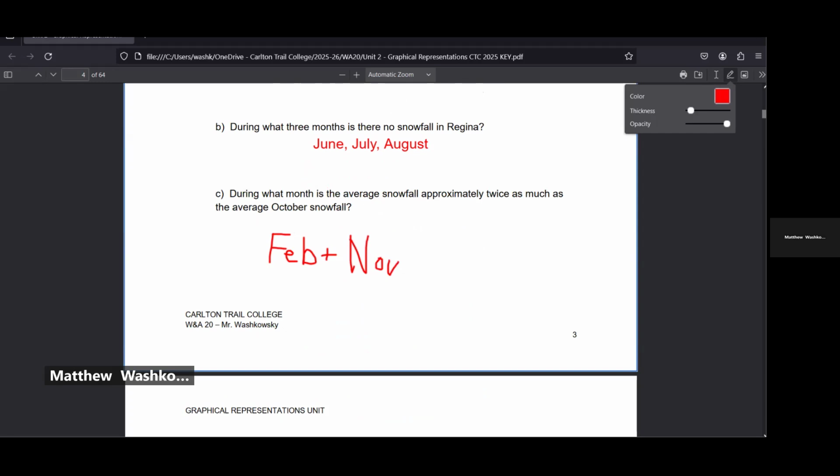Okay, so I hope that makes a little bit of sense here on how those graphs work, how to read it. We primarily care about reading one right now. We'll learn how to draw one next.